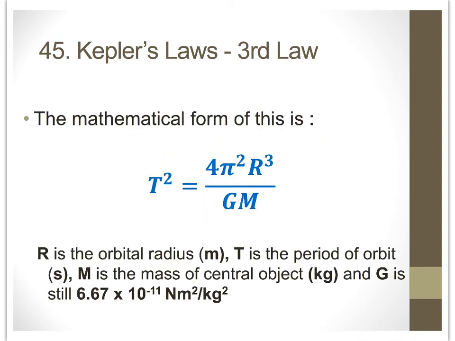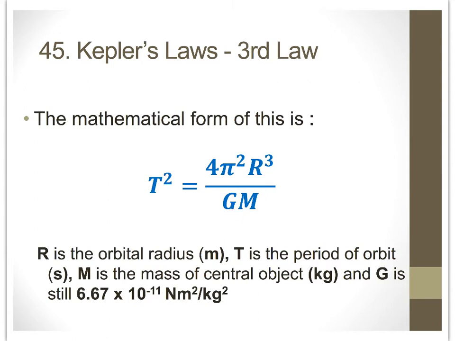So mathematically, Kepler's third law looks like this: T squared, where T is the period of orbit in seconds, is equal to 4 pi squared times r cubed, where r is the orbital radius, or the average distance between the central object, so a lot of times the sun, but not necessarily the sun, and whatever's orbiting, divided by G times big M, where M is the mass of the central object.